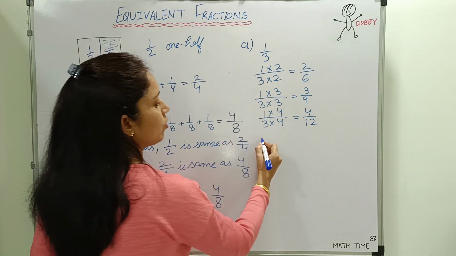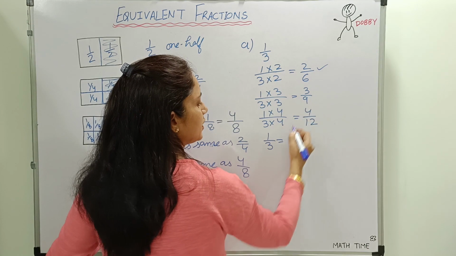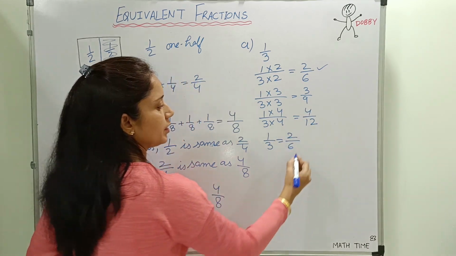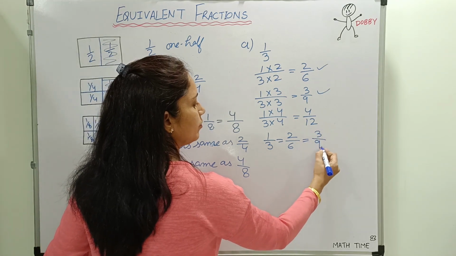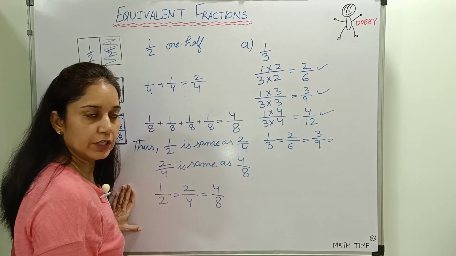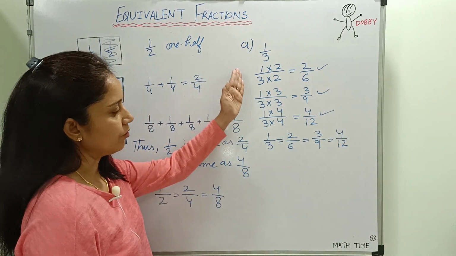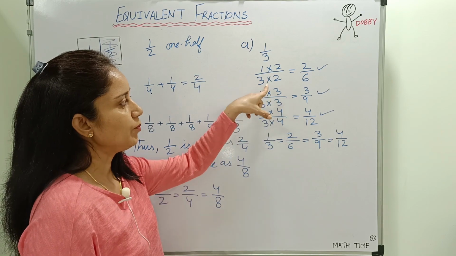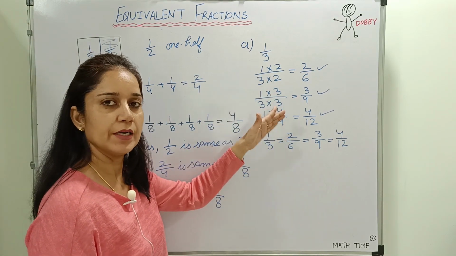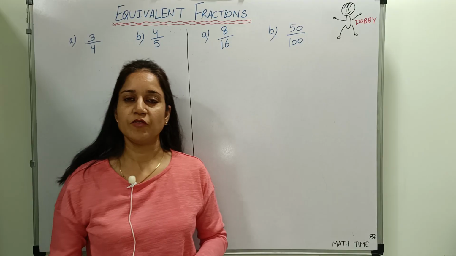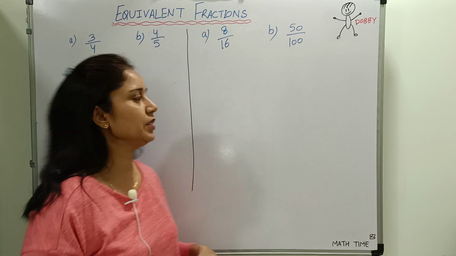Thus here you can observe that the given fraction 1/3 is equal to the second equivalent fraction 2/6, further equal to the third equivalent fraction 3/9, further equal to the fourth equivalent fraction 4/12. So this way we can find the equivalent fractions by multiplying the given fraction by the same number, numerator and denominator both. After understanding the concept of equivalent fractions, let us do some examples.